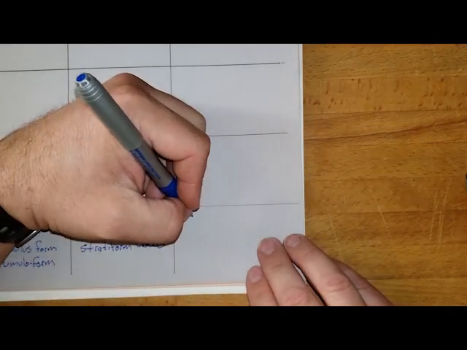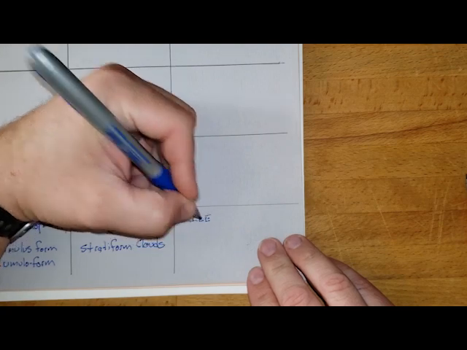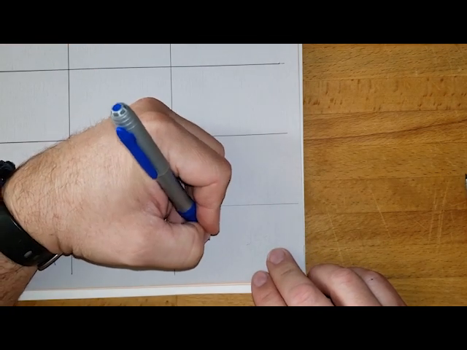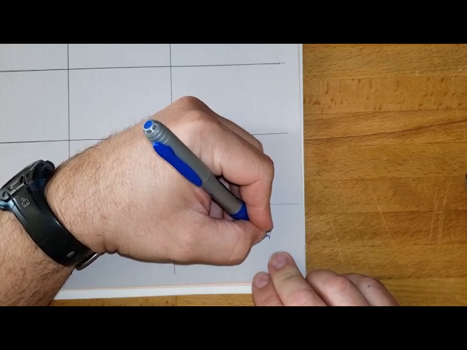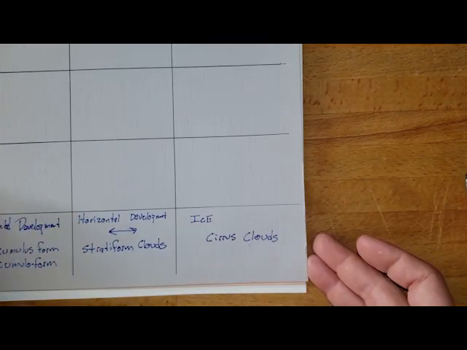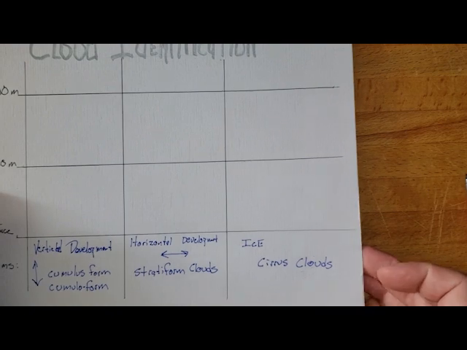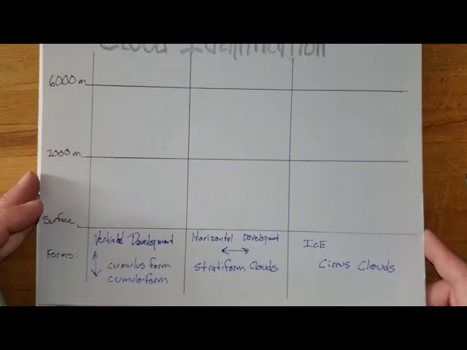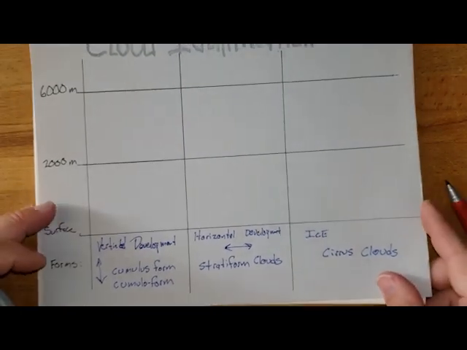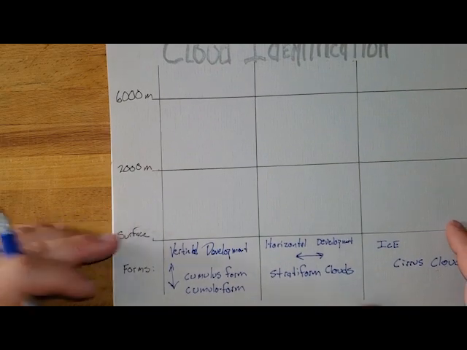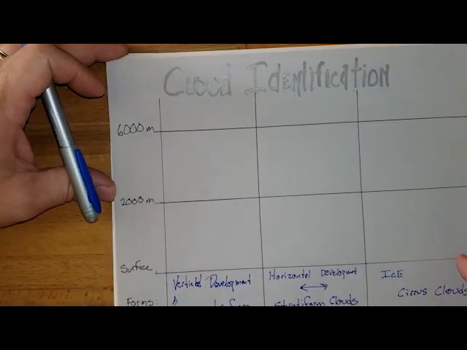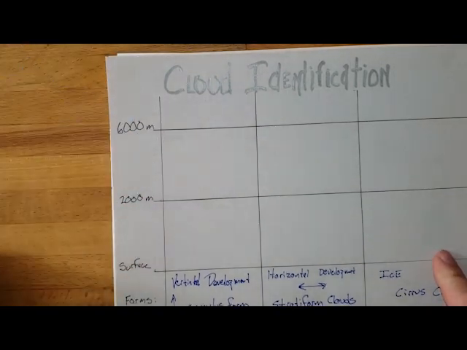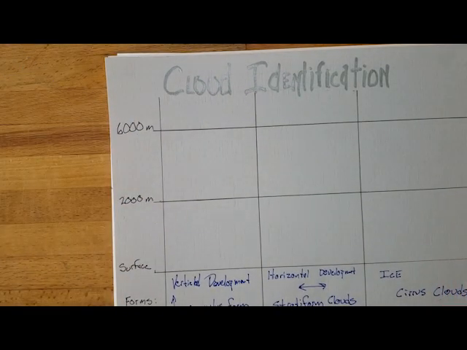All right, so we have our cumuloform clouds, we have our stratiform clouds, and then we have those that are made mostly out of ice. And these are going to be our cirrus clouds or cirriform clouds. But anyway, those are going to be our three different forms.